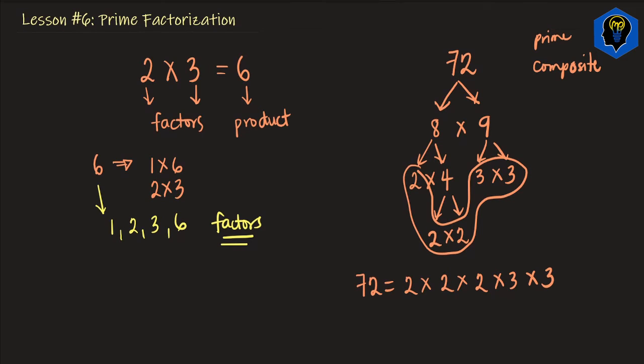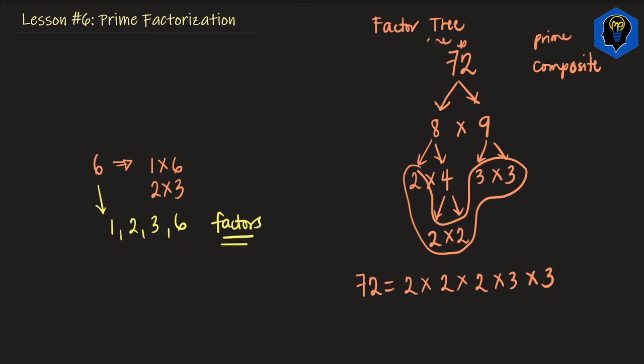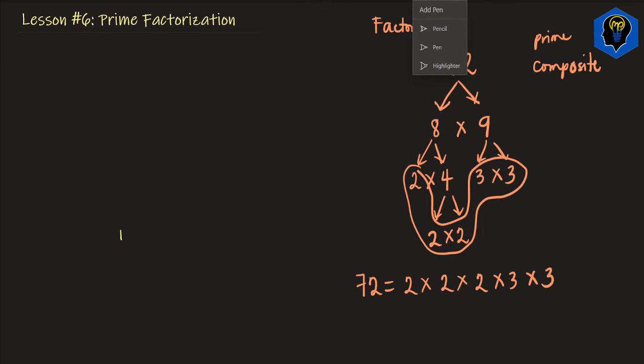This method that we use is what we call the factor tree method. So that is one way of getting the prime factors of a number. So I'm going to teach you another way. Let's still use the same number, 72, but this time using continuous division.